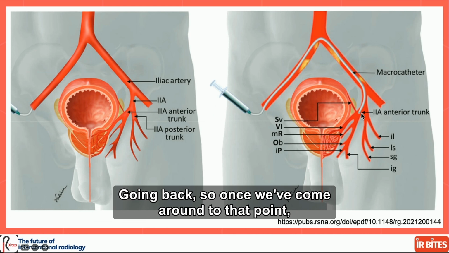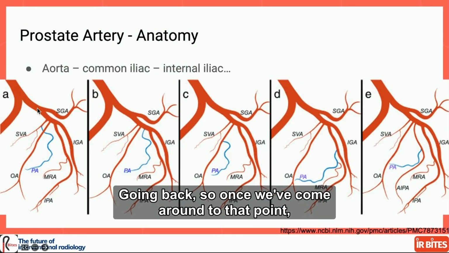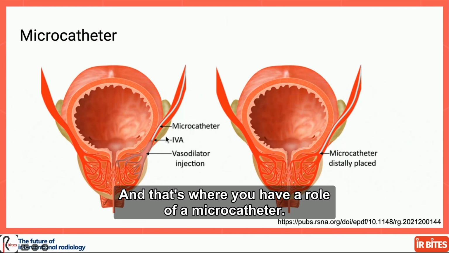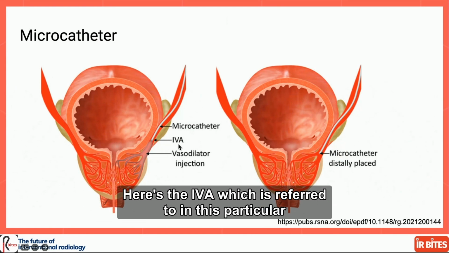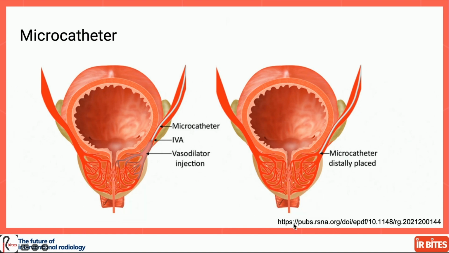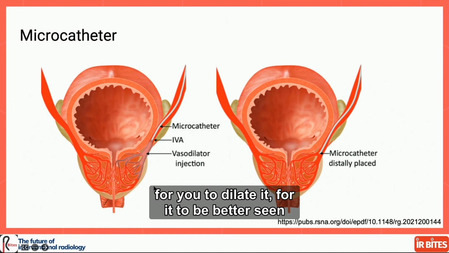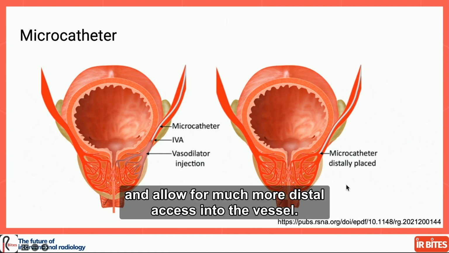Going back, once we've come around to that point, we need to then get into the prostate artery. And that's where the microcatheter has a role. Here's the IIA, which is referred to in this particular article as a prostate artery. You can inject a vasodilator into it to dilate it, for it to be better seen and allow for much more distal access into the vessel.